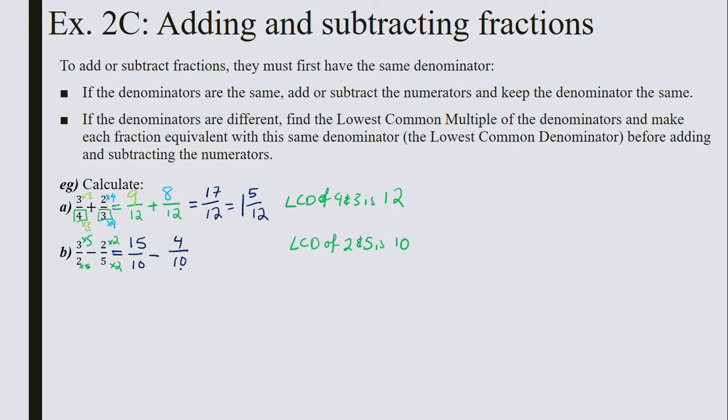Now our denominators are the same. We can go straight to subtracting. 15 take 4 is 11. Of course, you can write that as 1 and 1/10 if you would like. Both of these are correct. Last example now.